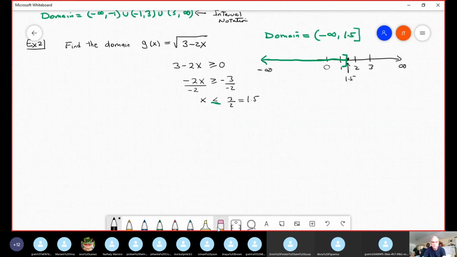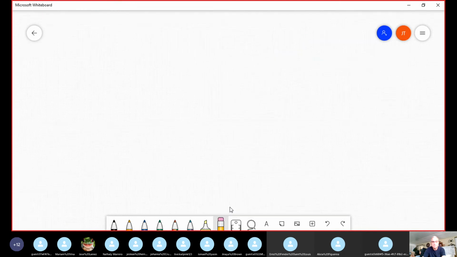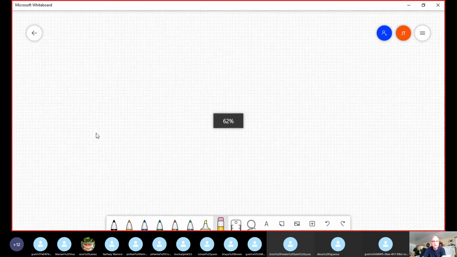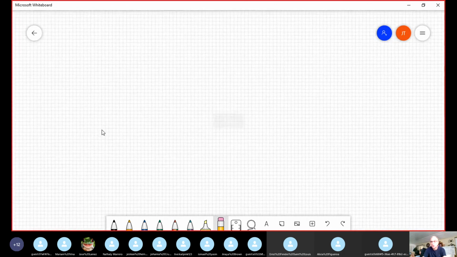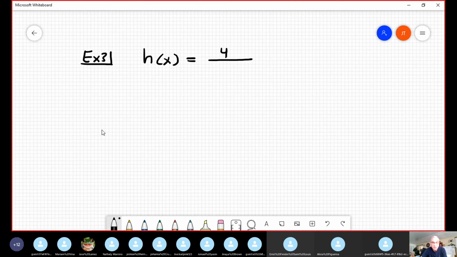But let me erase the board, because if I do not erase the board, it becomes a little bit slow when you have too much information. Suppose example 3. In example 3, the name of the function is h, which is 4 over the square root of x minus 9. Find the domain of this function.